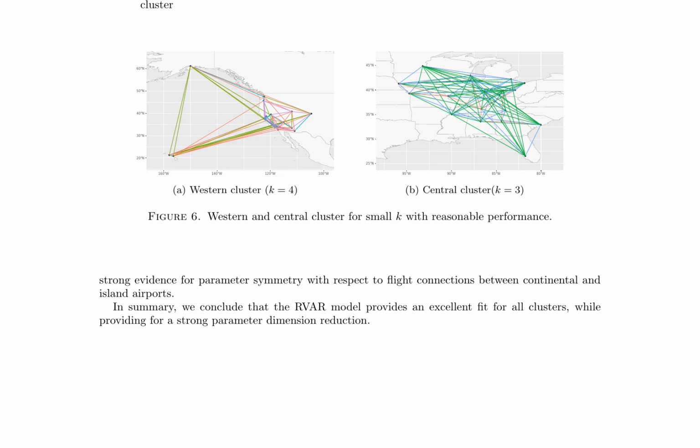By capturing the intricate dependencies between extreme weather events, the authors' approach effectively models complex extreme weather events, highlighting the importance of parameter symmetry in reducing model complexity. The results demonstrate the efficacy of the RVAR model in modeling complex extreme weather events, showcasing its potential in developing more accurate and reliable predictive models for real-world applications.